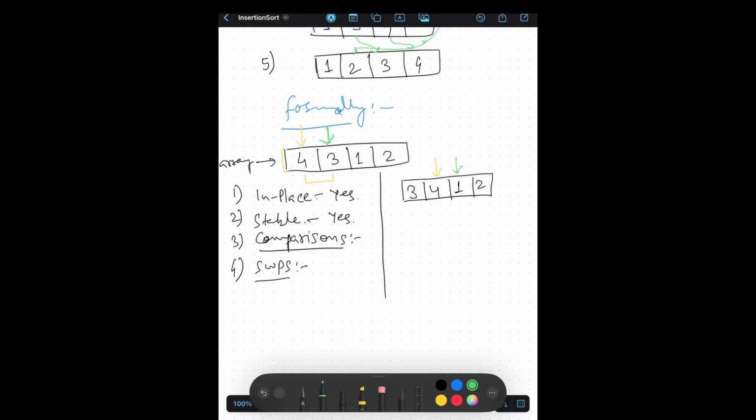Now what we are going to do is we compare these two, and if the number at the current index is smaller, we are going to do a swap. So it is smaller, and 4 will come here, 1 will come here. Right? After that, we do a comparison of these two. 1 is smaller, so we need to do another swap.